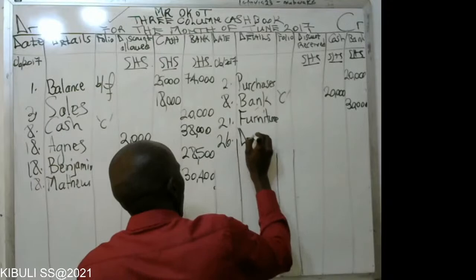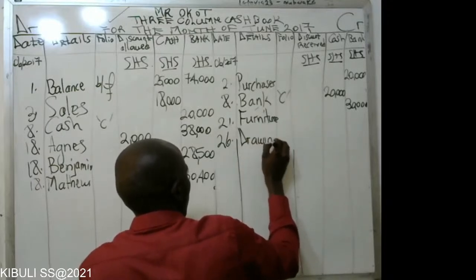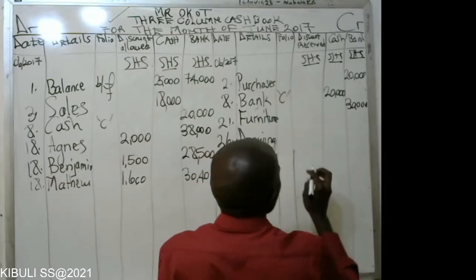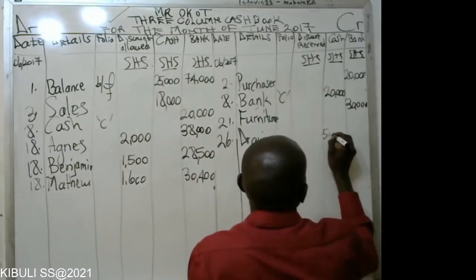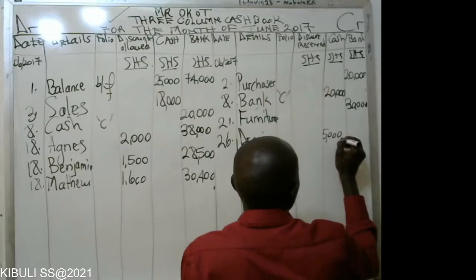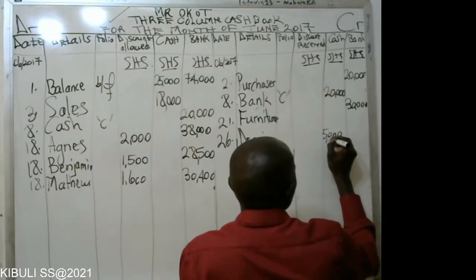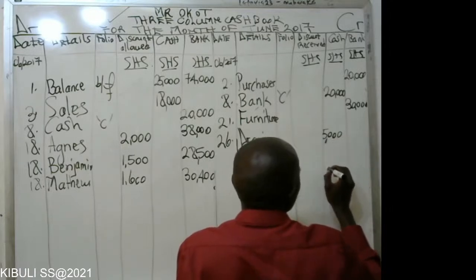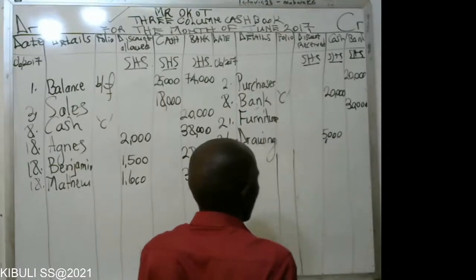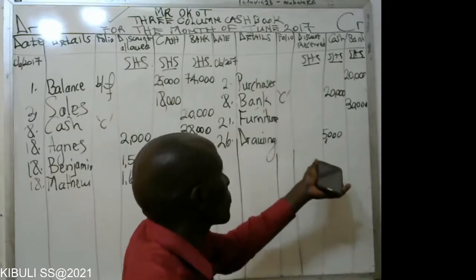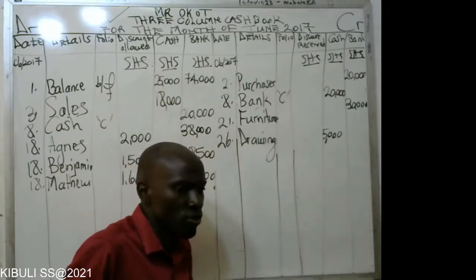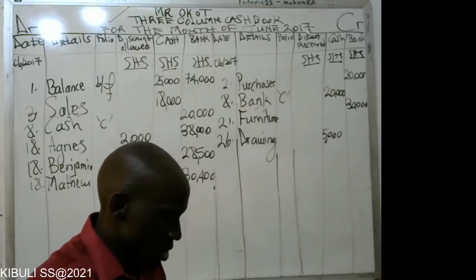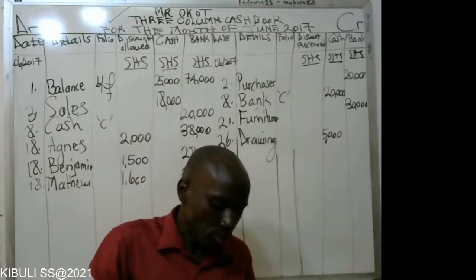So these are drawings in the details column. How much was it? 5,000. Maybe this entrepreneur was hungry, wanted to buy food. But it's not a good practice to withdraw money from your business. You reduce on your capital. That's why you see the cash book is losing. So if every day you are withdrawing, you end up with zero capital.